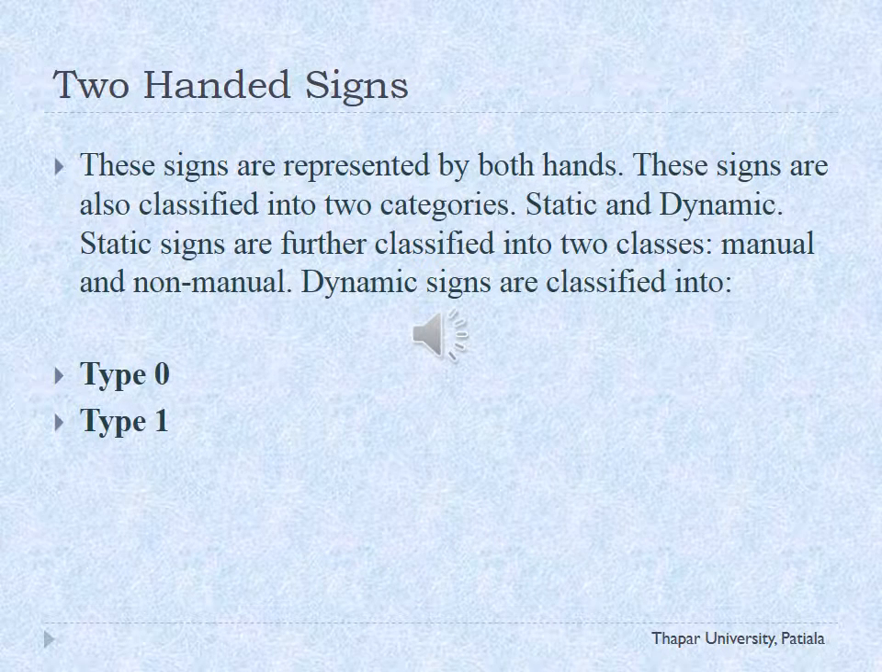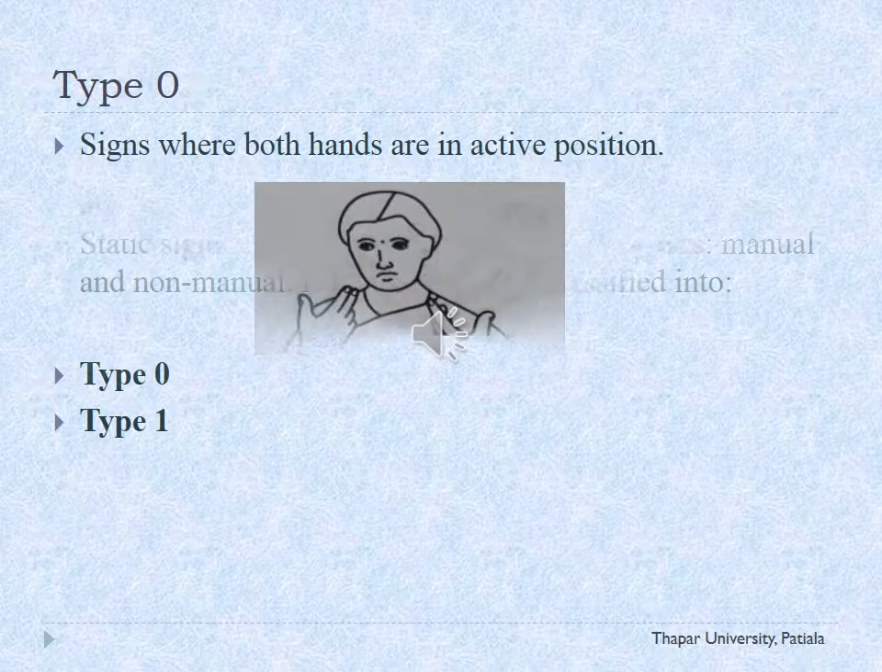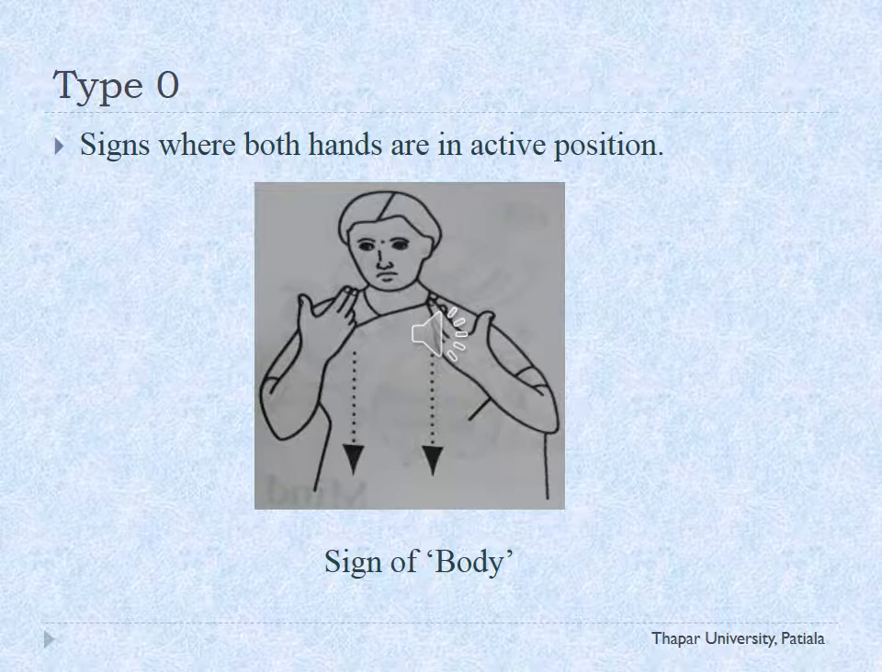Next is the two-handed sign. These are signs that are represented using both hands. These signs are classified into two categories, static and dynamic signs, which are further classified into manual and non-manual. Dynamic signs are further classified into type 0 and type 1. Type 0 signs include both hands in active position. In this video I have shown you the sign of body, which uses both hands moving downward simultaneously.